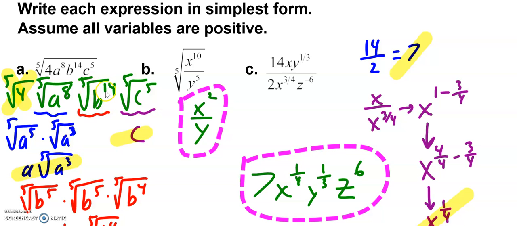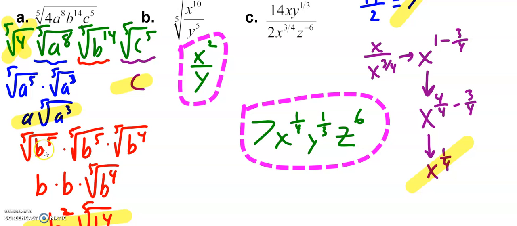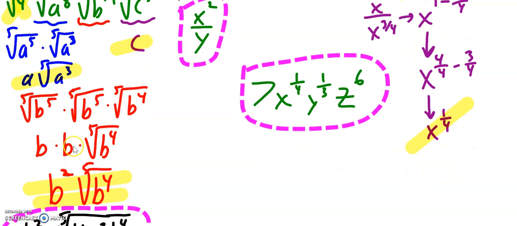Then the 5th root of b to the 14th, this became the 5th root of b to the 5th times the 5th root of b to the 5th times the 5th root of b to the 4th, because b to the 5th times b to the 5th times b to the 4th, 5 plus 5 plus 4 is 14. The 5th root of b to the 5th is b, the 5th root of b to the 5th again is b, and the 5th root of b to the 4th just stays the 5th root of b to the 4th. b times b is b squared. And I still have the 5th root of b to the 4th.